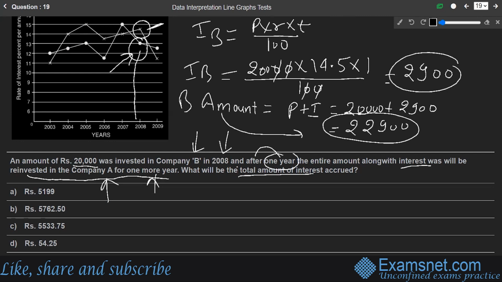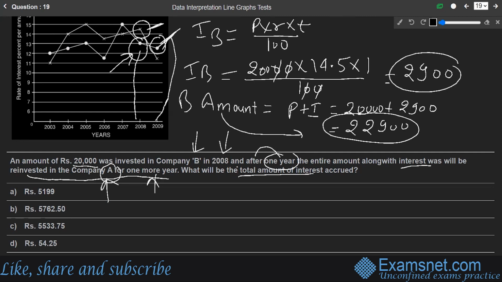When he says after 1 year, we have come down from 2008 to 2009. So now the data of 2009 will be used. What was the rate of interest offered as invested in company A in the year 2009? That is nothing but 12.5%, this value.